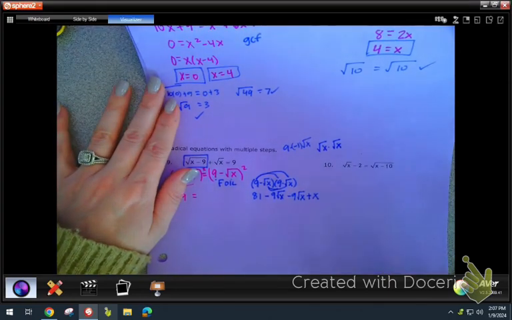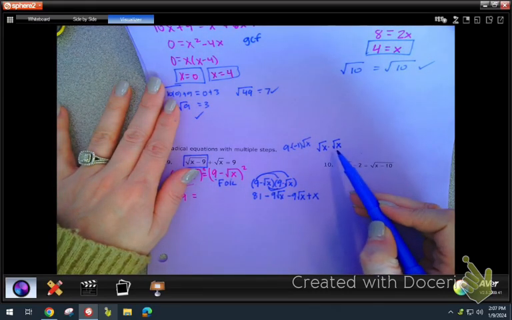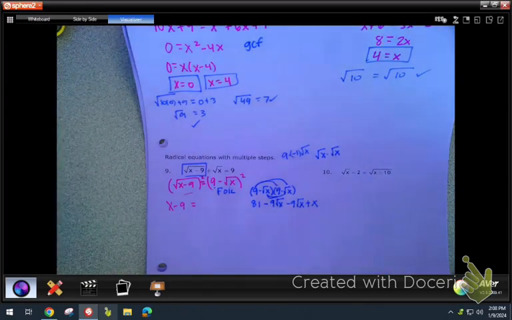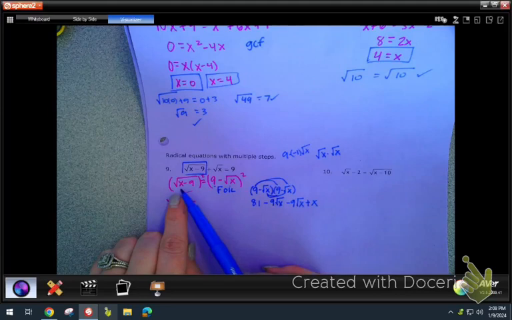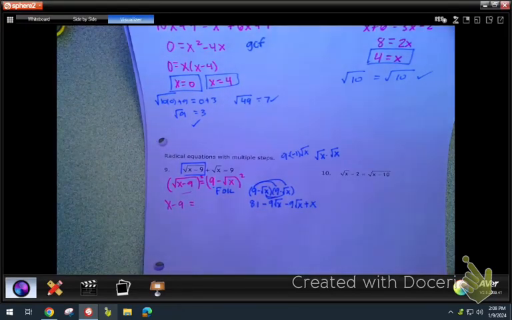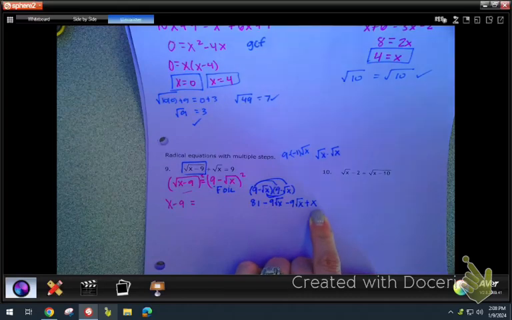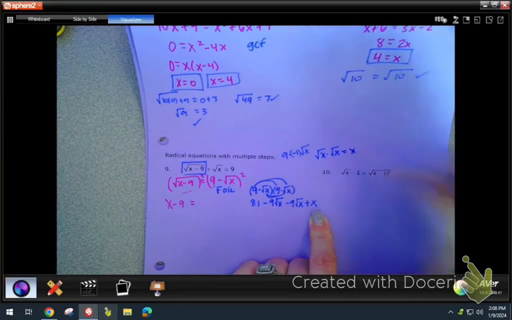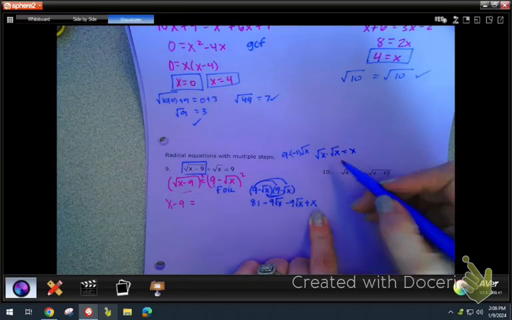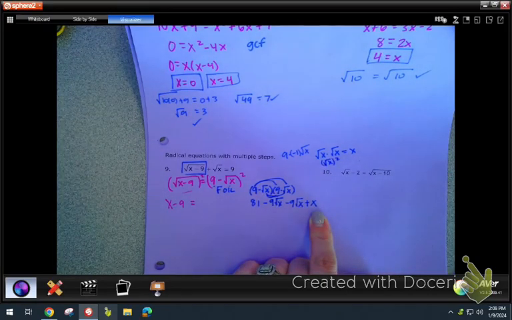When you multiply two radicals and they have the exact same thing underneath, it basically unravels the radical and you're just left with the inside. It's the same idea as the square root of x squared, so they undo each other. That's how this one just becomes x. Maybe if I wrote it like this, that would help you see why that works.